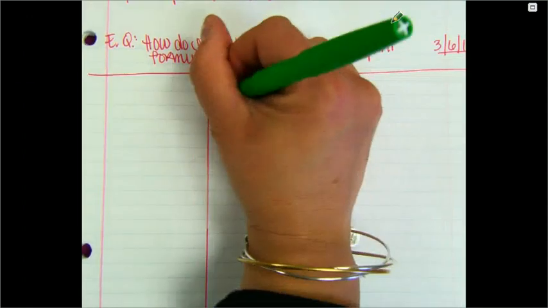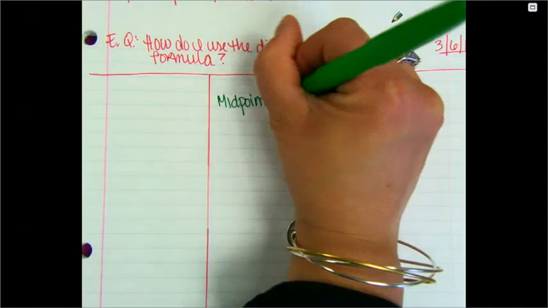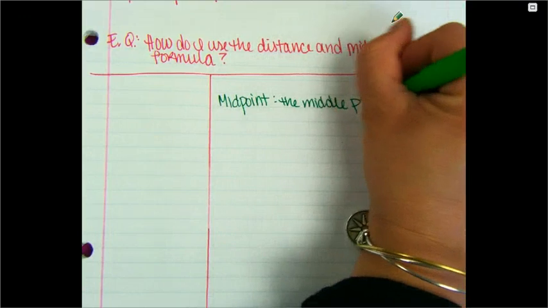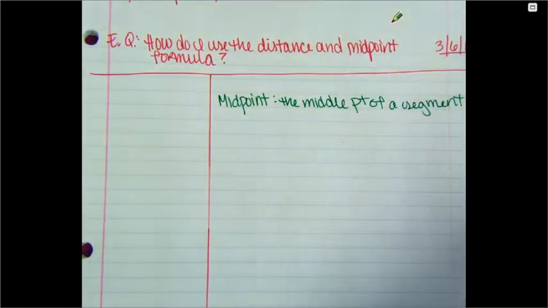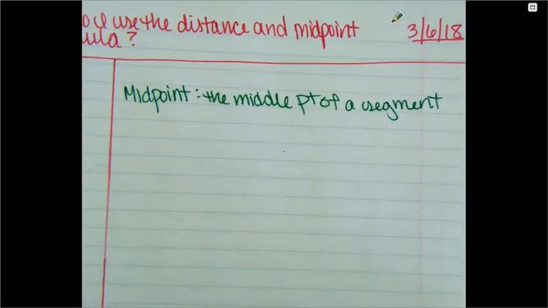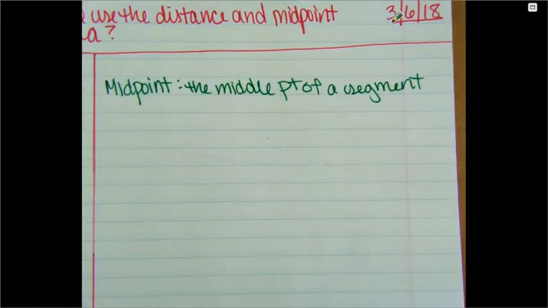All right, what does it mean to be a midpoint? The middle point. I'm going to elaborate that really quick. The middle point of a segment. What's a segment? Is it technically a line? Why is it not a line? What is a line? Does a line ever stop? No, which is why you can't say it's a line. A segment has a start and a finish.